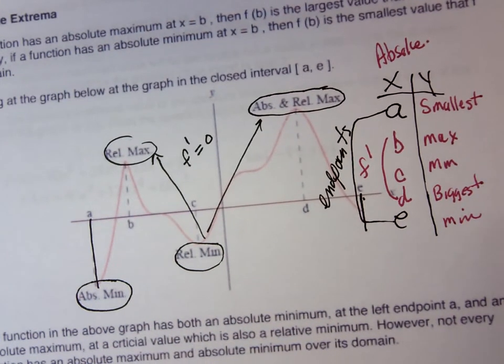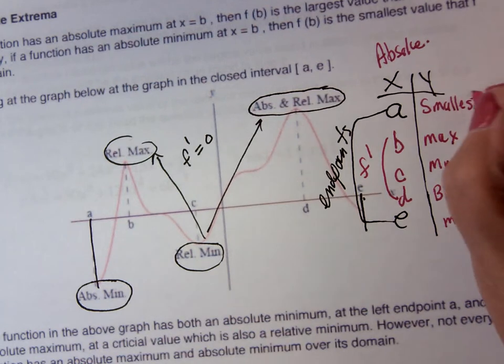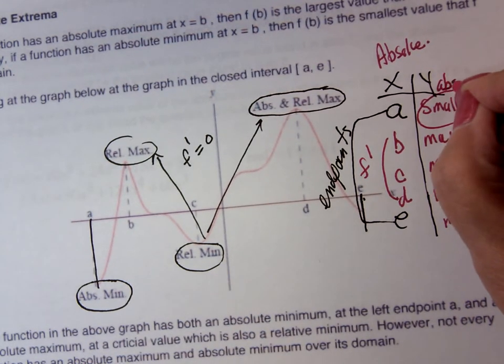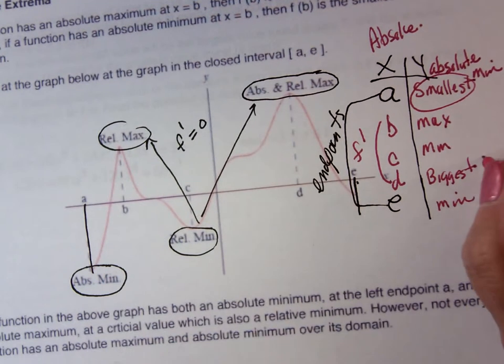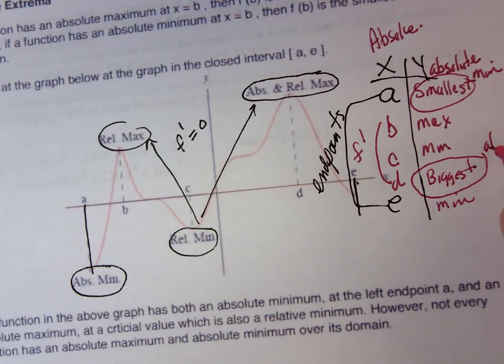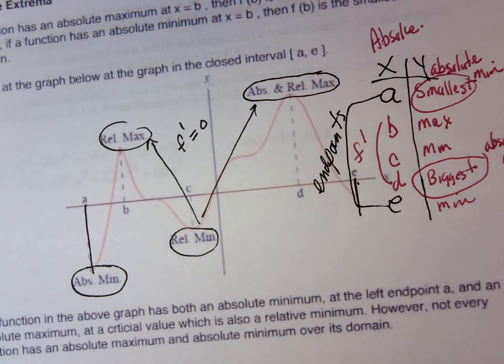I look down my list. I pick the smallest y value. That's the absolute min. And I pick the biggest y value, that's the absolute max. It's gotten from a T-bar chart. So the minute somebody says find the absolute max, find the absolute min, I first put in my endpoints. My endpoints, by the way, could be minus infinity, infinity. That means I'll be taking limits.